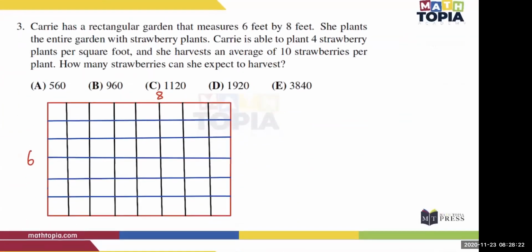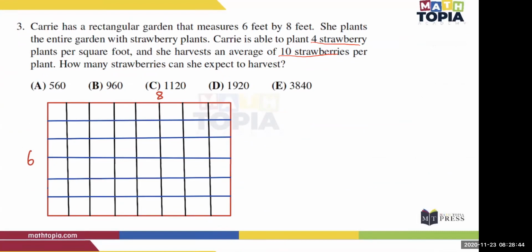Okay. Let's take a look at problem 3. Carrie has a rectangular garden that measures 6 feet by 8 feet. She plants the entire garden with strawberry plants. She is able to plant 4 strawberry plants per square foot, and she harvests an average of 10 strawberries per plant. How many strawberries can she expect to harvest?